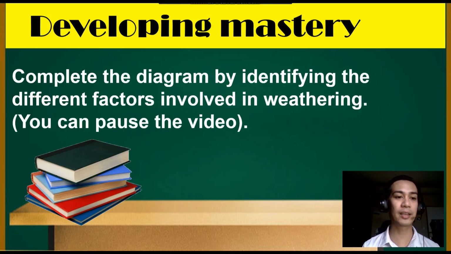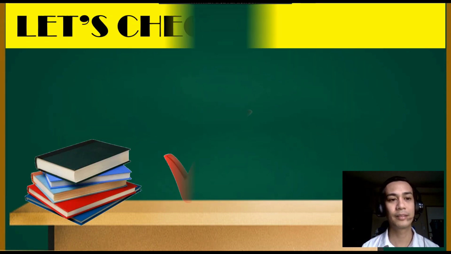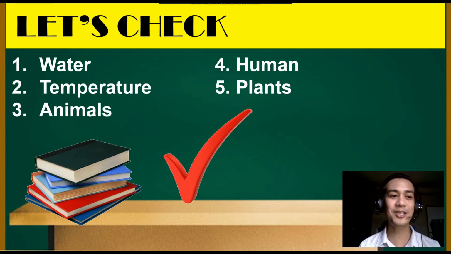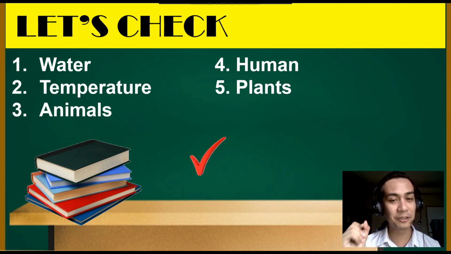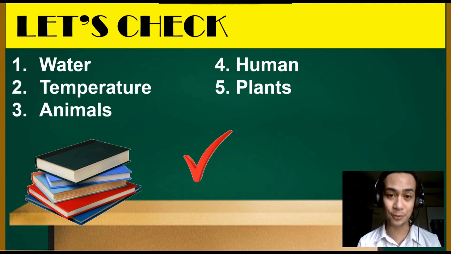So for the developing mastery, we just have to complete the diagram by identifying the different factors involved in weathering. Once again, you can pause the video while you are doing the activity. There it is. You just have to name them, label them. Okay, so you can pause the video and then answer. Then right after that, we'll have to check. So let's see if you got all the correct answers. All right, so I believe that you got all the correct answers because I know that you already know the factors affecting weathering.